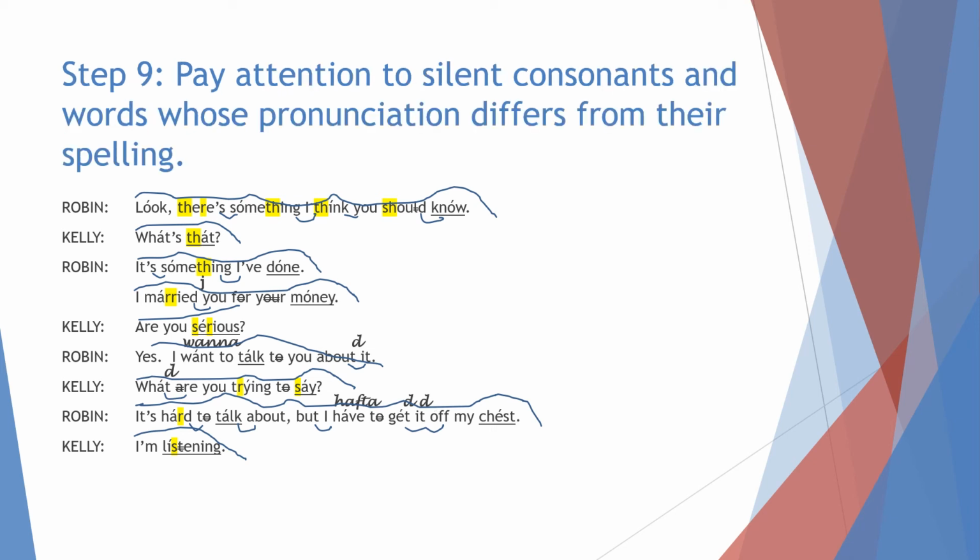In step 9, watch out for silent consonants and words whose pronunciation differs from their spelling. In this scene, the L in should is silent, so I've crossed it out, and the same is true with both the E and the T in listening.